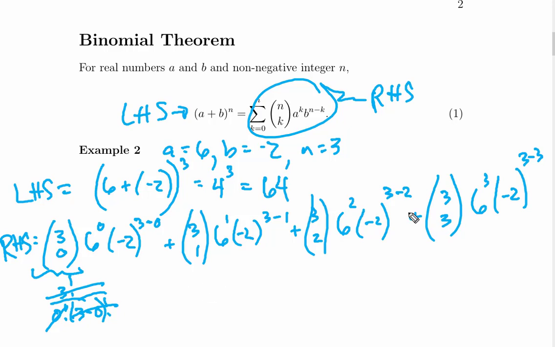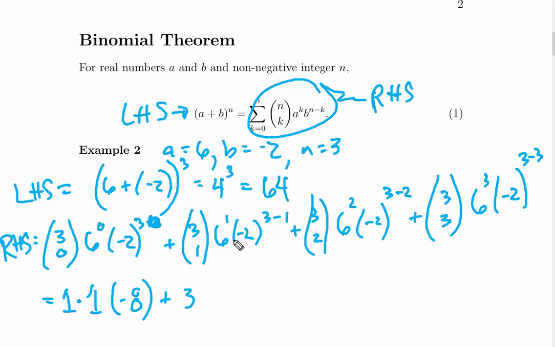So this is just going to be 1 times 6 to the 0, which is also 1, and then times -2 to the third power, which is -8, and then plus 3 choose 1. How many ways can you choose one thing from 3 things? Follow the formula or just reason through it. It's 3 ways. 6 to the first is 6, and we get a 2 up here in the exponent, so -2 squared is +4, and now 3 choose 2. Guess what? 3 choose 2 is the same as 3 choose 1.